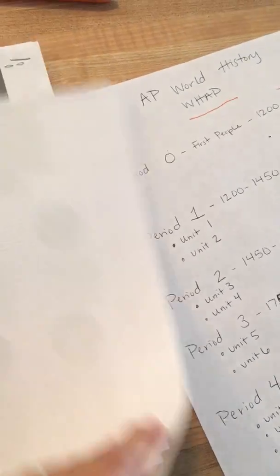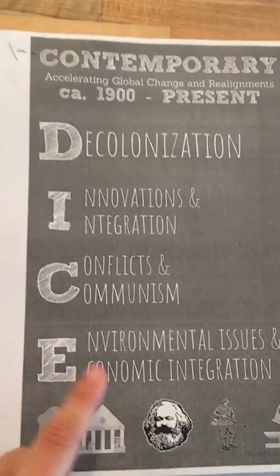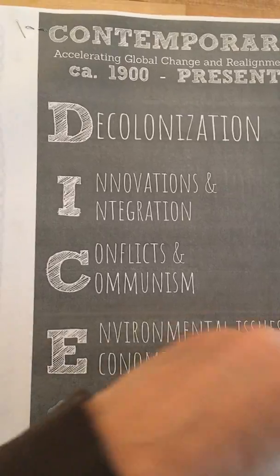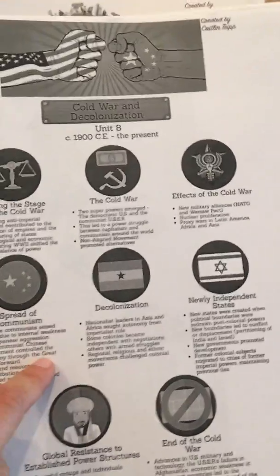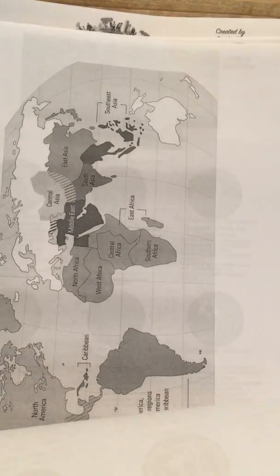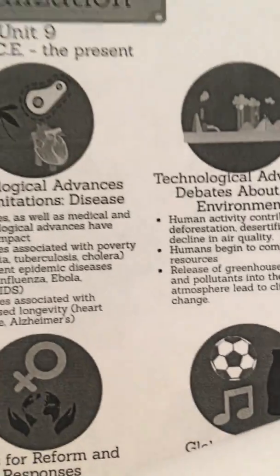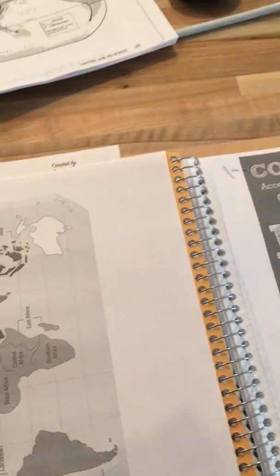Okay. And then finally, our last section will be Period 4. I've got in the very beginning here my acronym, which is DICE for Period 4. On the back, I've got the Unit 7 sheet, the Unit 7 overview, and then the map that I will do for Unit 7. And then my extra papers, I've got Unit 8. I've got the map that I'll do for Unit 8. I've got Unit 9, and then the map that I'll do for Unit 9. Okay, so that's how I chose to organize my notebook.